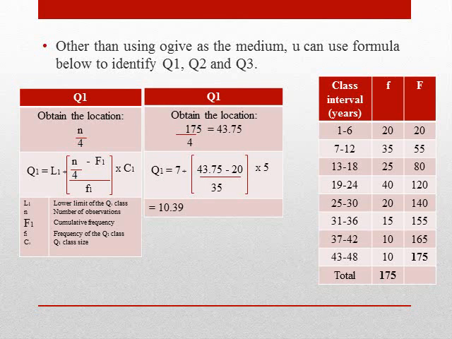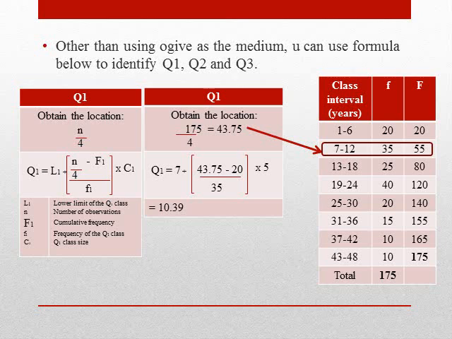So this is the calculation exactly. First you need to calculate and identify the location. Here I give you the example: 175 divided by 4, so the location is 43.75. It is in this class, under this cumulative frequency. Then we insert the numbers into the formula.